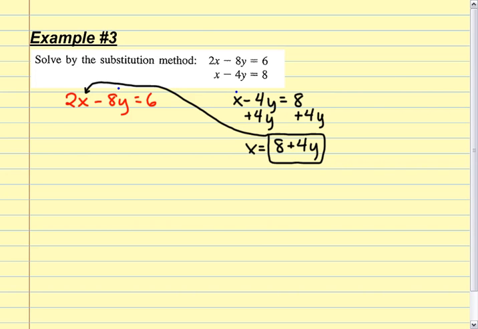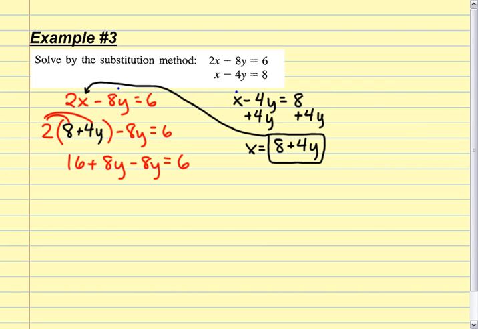All right, well, let's rewrite this. It's going to give us 2 times, not x, but what x equals: 8 plus 4y. All right? Minus 8y is equal to 6. Well, let's simplify. We're going to distribute. We get 16 plus 8y minus 8y.